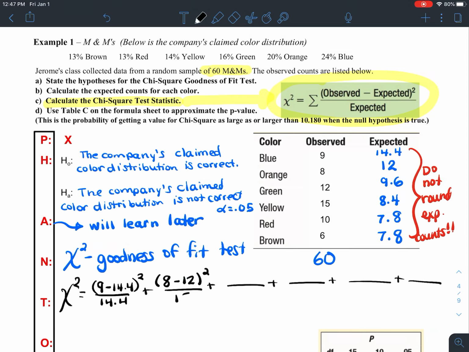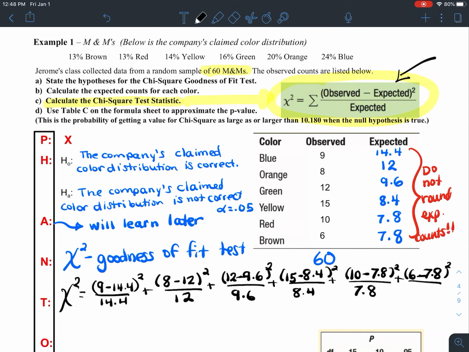Then I move over to orange. Observed minus expected. I square that. I divide by expected. Okay, again, this formula right here, it's on the formula sheet. Okay, so I'm going to write this out here for all 6 of these colors so that you have this written nicely for at least one example here in your notes, and you can kind of follow how we're getting the value that we're going to come up with for chi-squared. Okay, this is telling us what the difference is between observed and expected. This comes out to a chi-square value of 10.180.